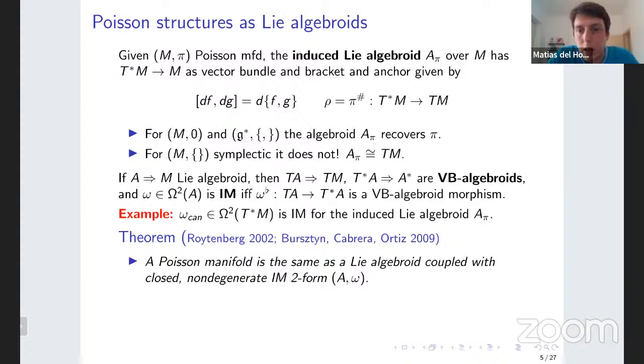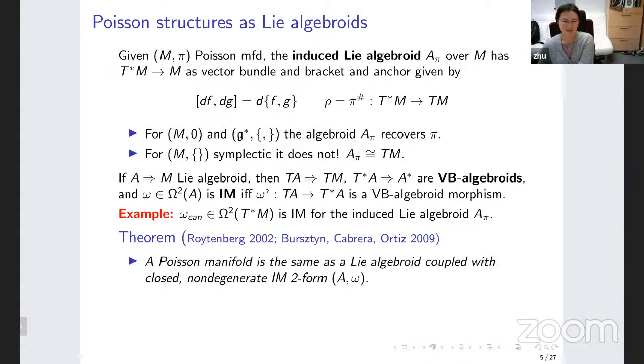Could you give some intuition? Why can you view it as infinitesimally multiplicative if omega sharp is some analog? Yeah, sorry, the question is if I can provide some intuition of why the canonical symplectic form is compatible. Like why, if omega sharp is a VB algebroid morphism, then you call it infinitesimal multiplicative. Why this name? There must be some intuition behind it, right? In a decategorified way, it's very obvious it's multiplicative.